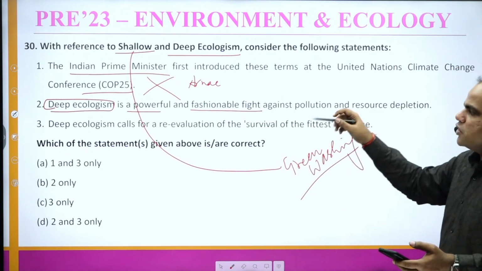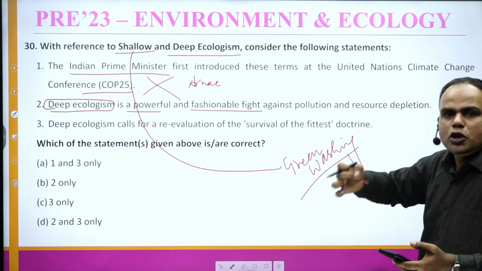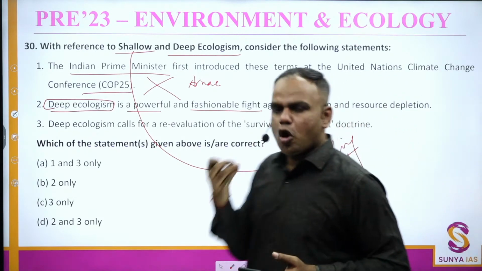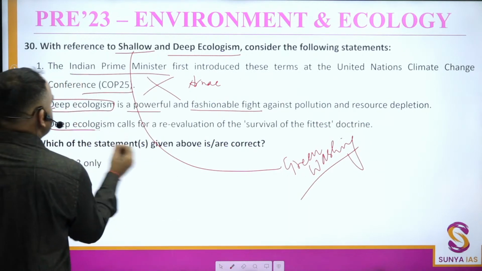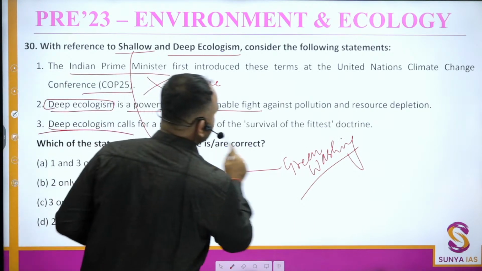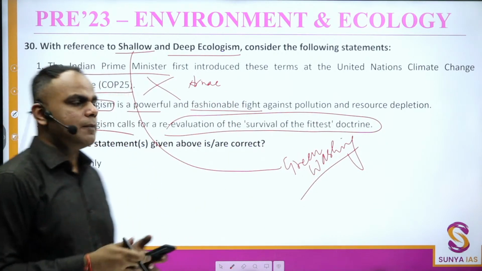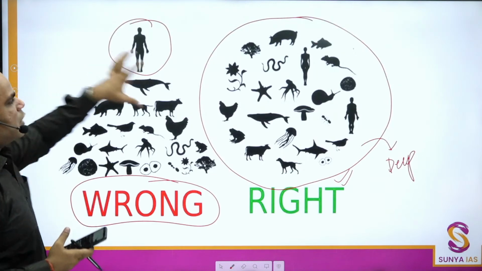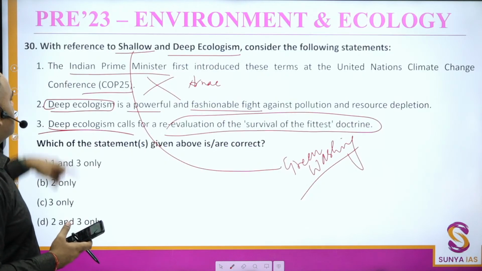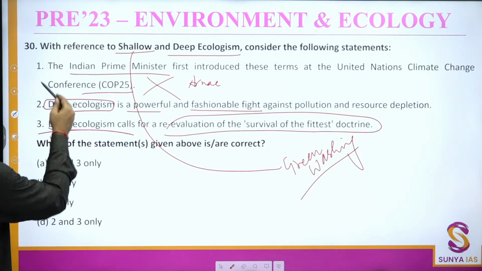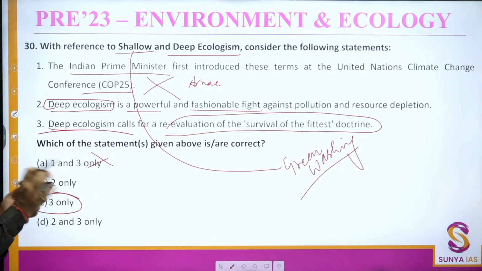So deep ecology is actually not this fashionable fight. The fashionable fight is shallow ecology. Deep ecology means proper, holistic, long-term, visionary changes which are brought. So deep ecology says that you have to rethink the survival of the fittest doctrine. It's not the survival of the fittest anymore. We have to think of all the species and not just humans. So, because of this statement, 1 is wrong, and even 2 is wrong. So the answer here to question 30 is C, 3 only.